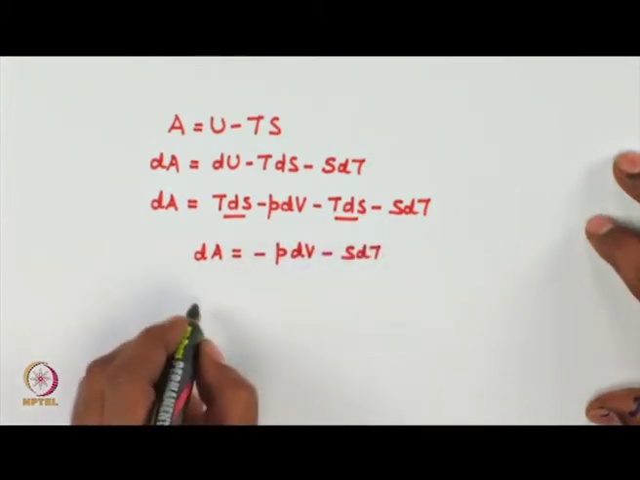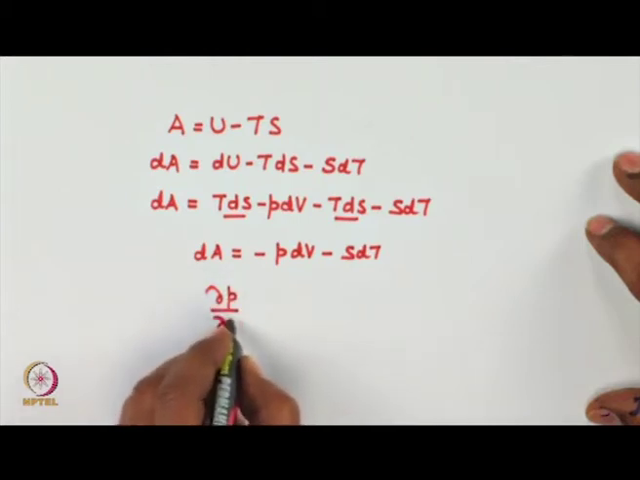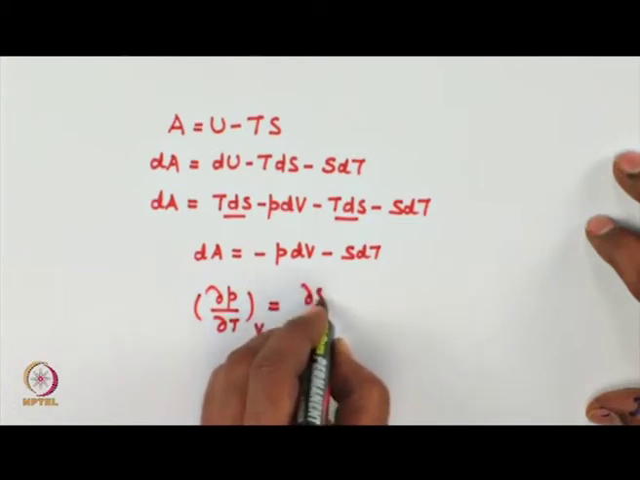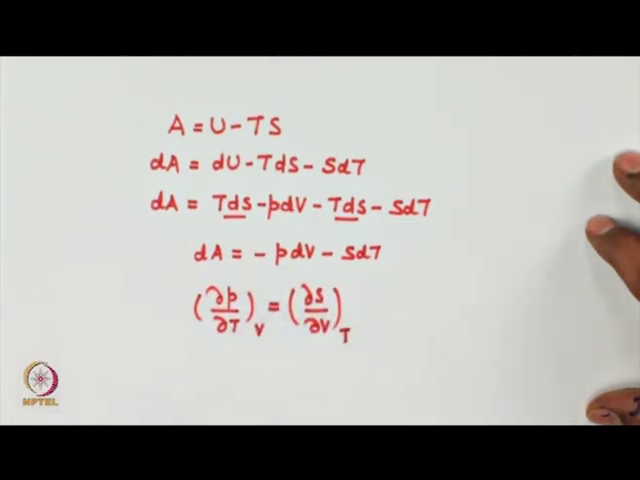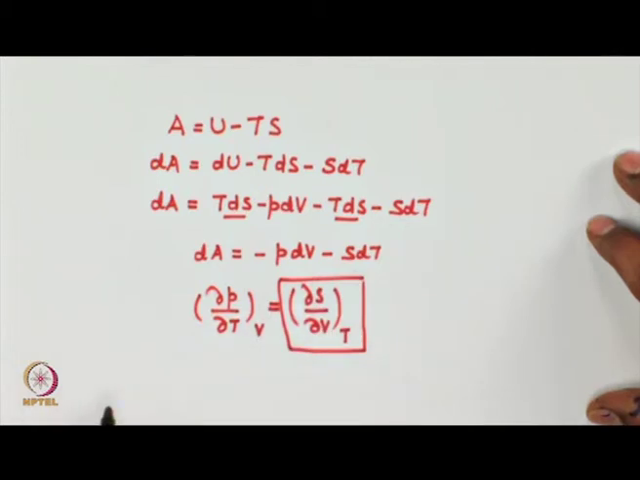This will allow me to write a Maxwell relation, that is, ∂P/∂T at constant volume is equal to the variation of entropy with volume at constant temperature. And that's what I was looking for, so that I can connect this variation of entropy with volume at constant temperature with pressure, temperature and volume.